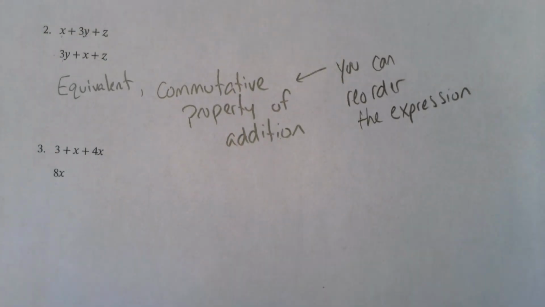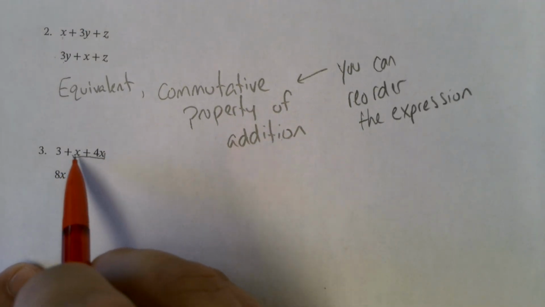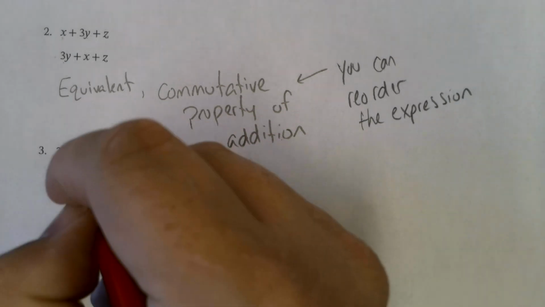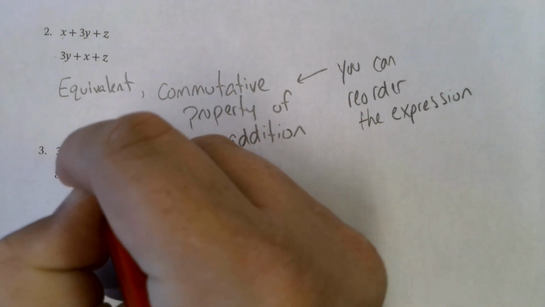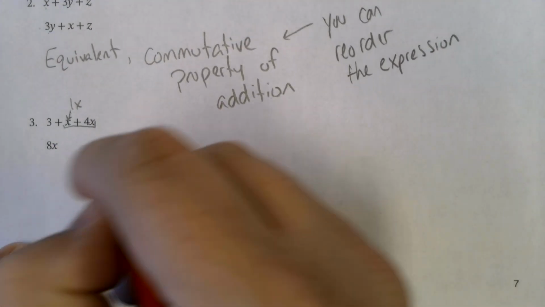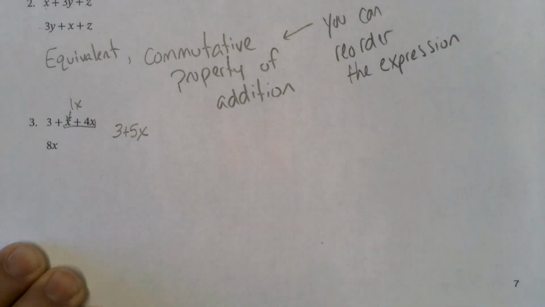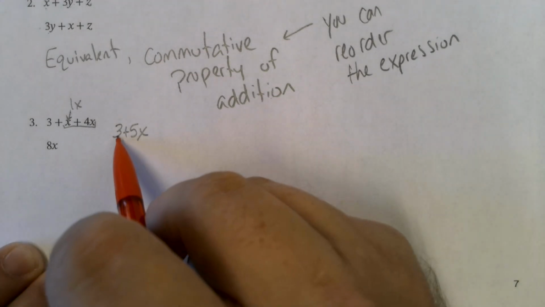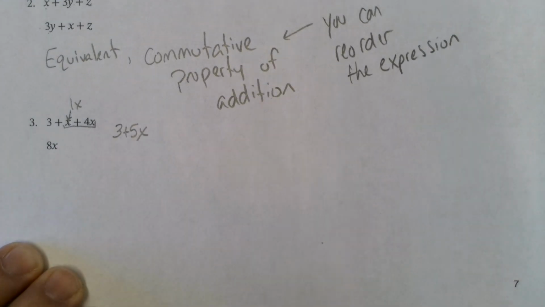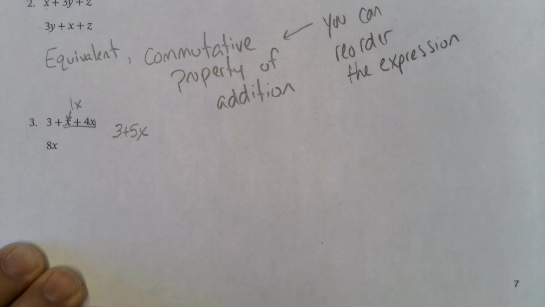Next question, number 3. I've got like terms I can combine here. This x is 1x. And 1x plus 4x is 5x. So I have 3 plus 5x. And we know that you cannot combine unlike terms. So 8x and 3 plus 5x are not the same.